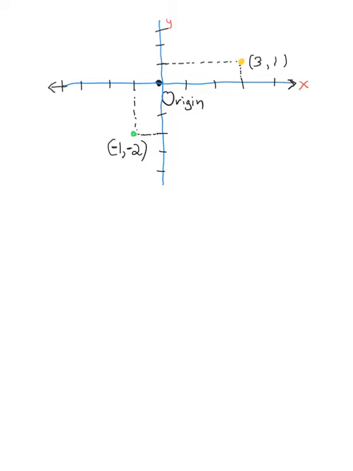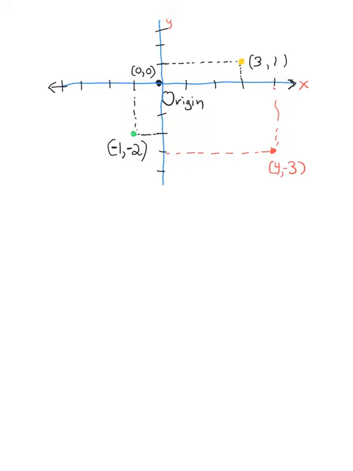Let's just do one more just to make sure we get it. What about, I don't know, this point here? So that point there, well, it is 4 over in the x direction, and it looks like 3 down. So it's -3 in the y direction. So this point has a coordinate of (4, -3). I'll tell you that the origin, well, it's 0 over from the origin, and it's 0 up and down from the origin. So the origin has coordinate (0, 0).